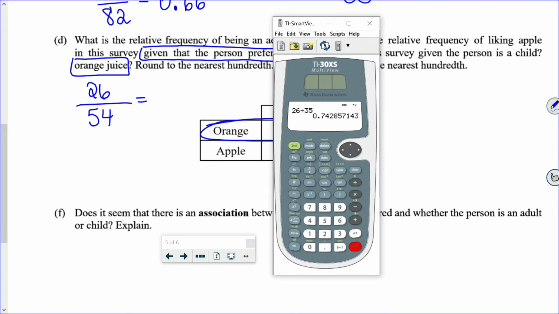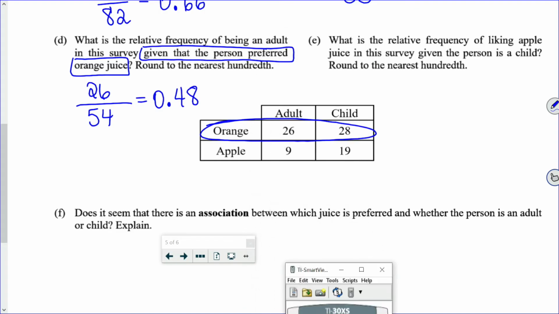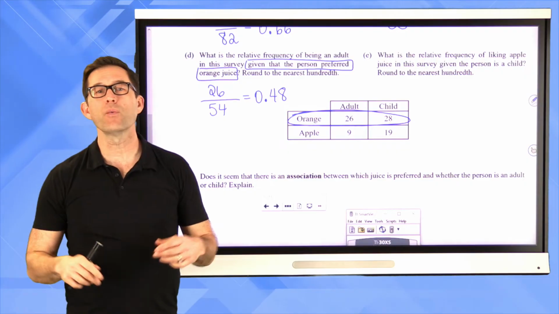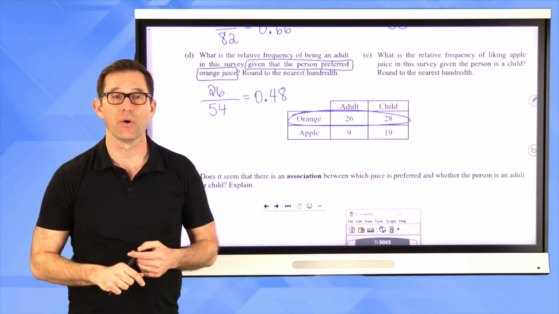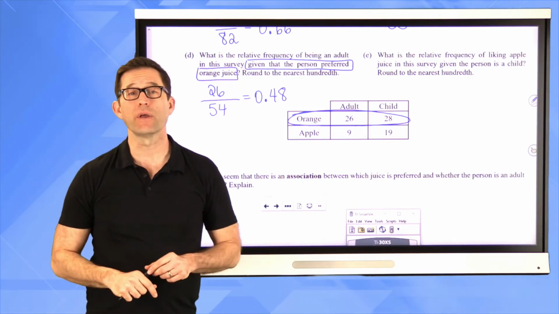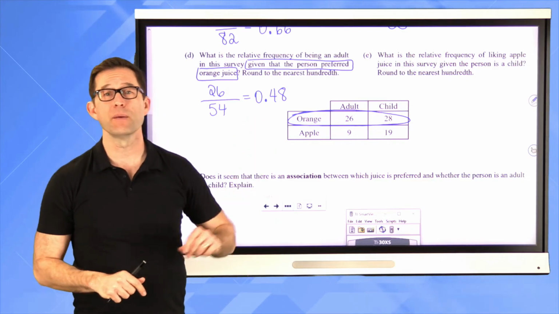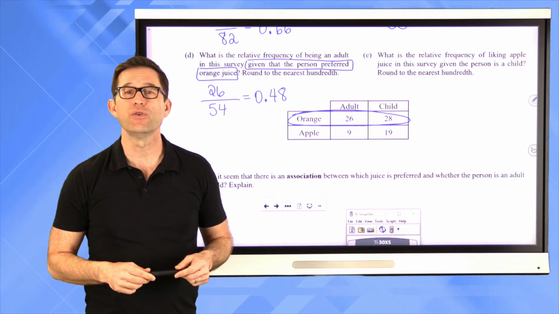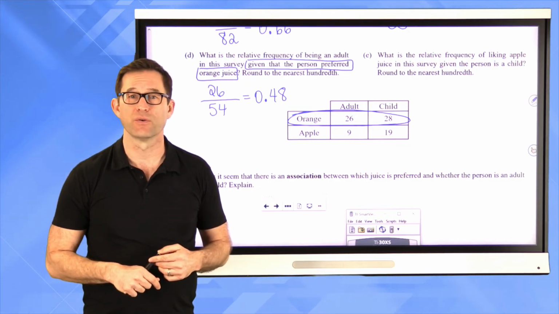So let's take a look. 26 divided by 54 gives us 0.48. And again, thinking in terms of percents, 48% of everyone who chose orange juice was an adult. That's actually pretty close to a coin flip. 48% of the people who chose orange juice were adults, which must mean 52% of those that chose orange juice were children.